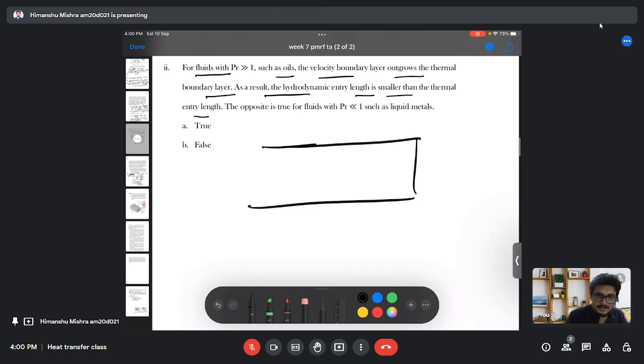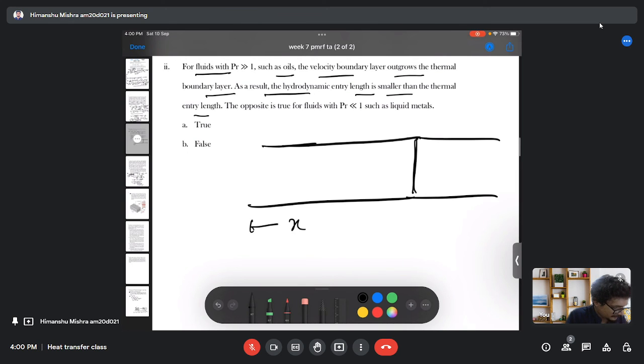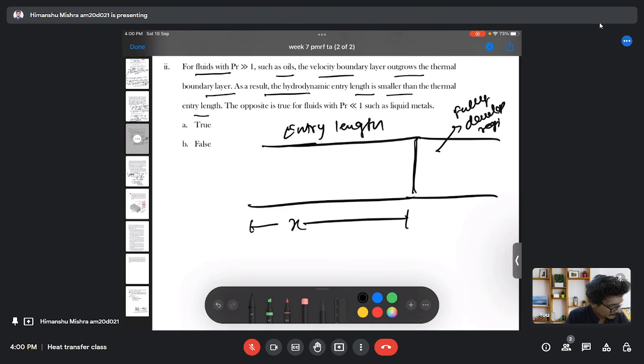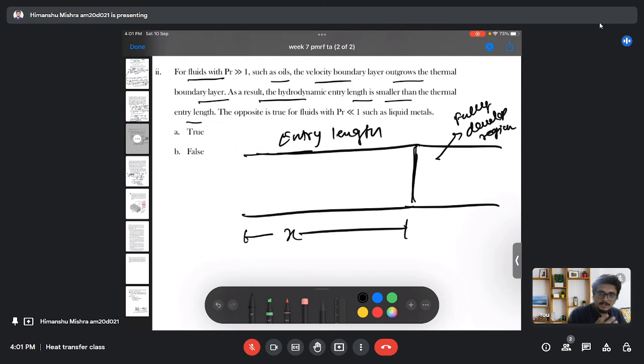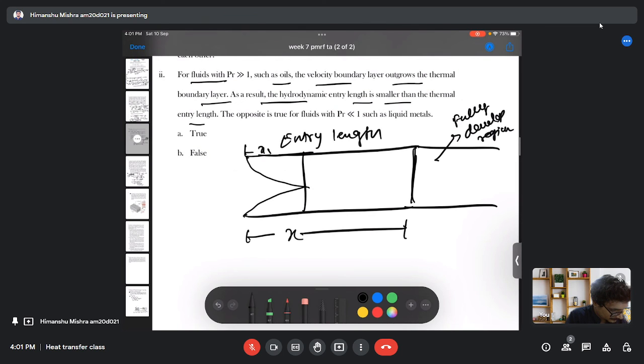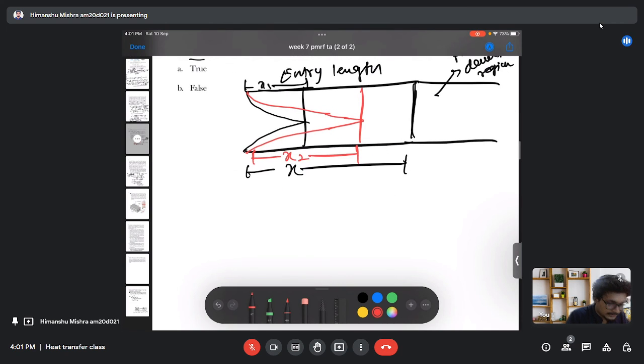So let's say I have a channel. X is my entry length. This is my entry length and this is my fully developed region. If my hydrodynamic boundary layer grows faster, that means it will quickly become fully developed. Let's say the entry length for this case is x1. For the lower Prandtl number value, my hydrodynamic boundary layer develops more slowly, and the entry length would be x2. We can clearly see that x1 is smaller than x2.